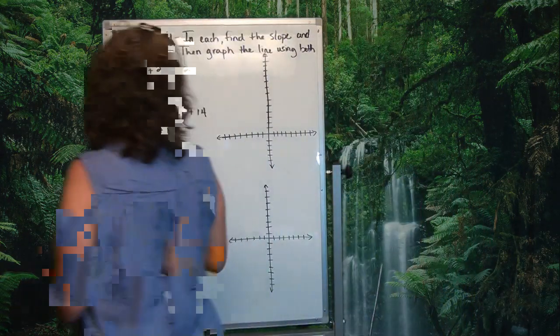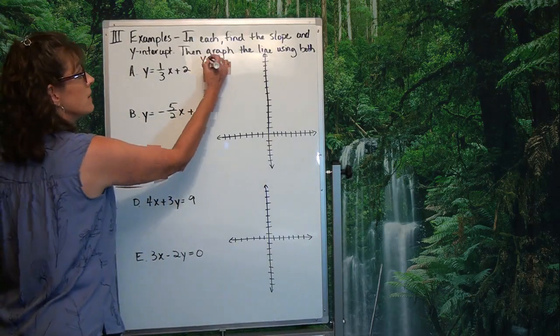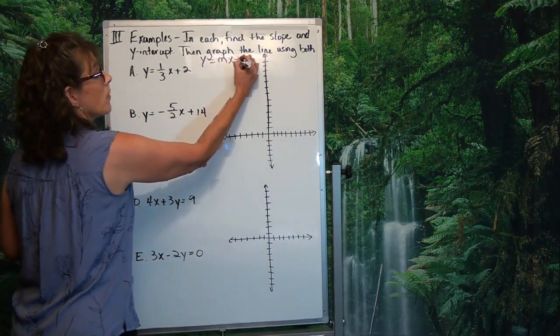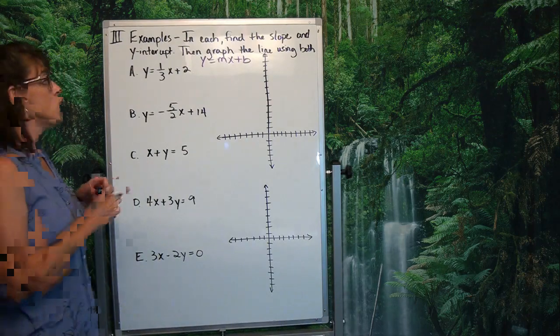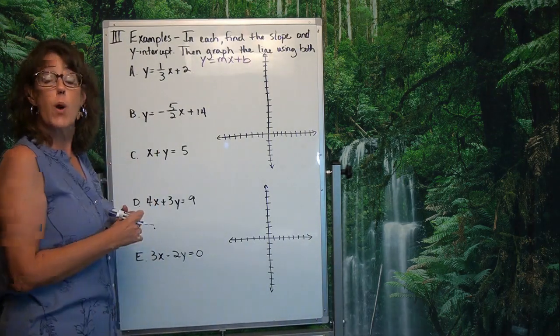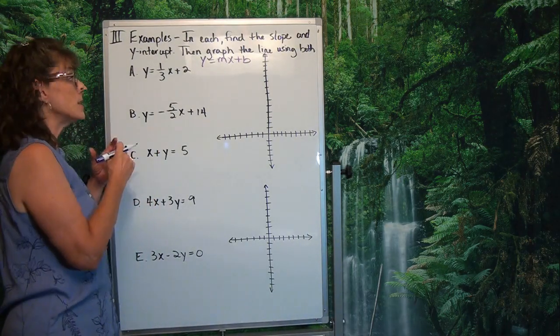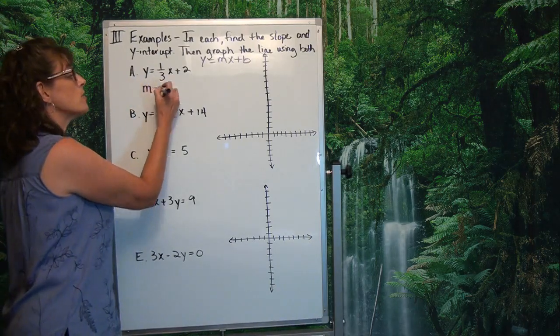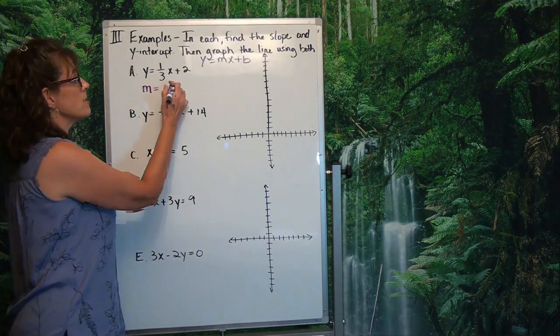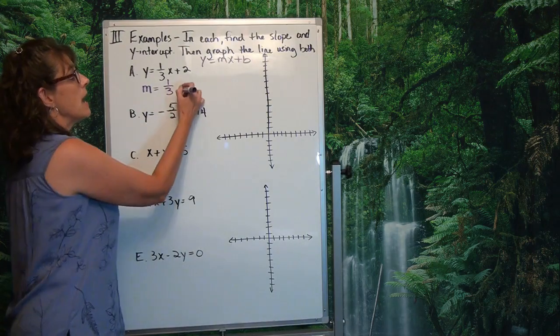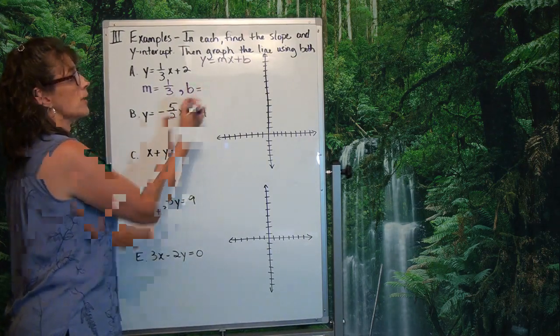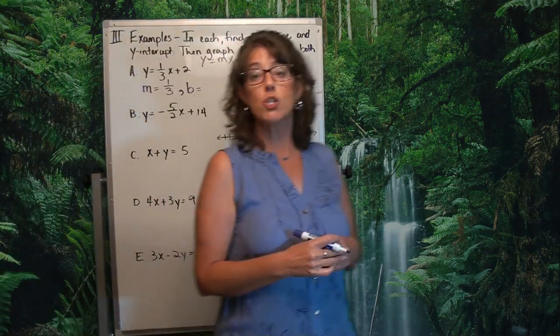Slope-intercept form is y equals mx plus b. And remember, that means the y is by itself. Notice in the first example here, the y is by itself. So since it is, I can easily pull out the slope. It always sits right in front of the x, so my slope is going to be 1/3. And I can easily pull out that y-intercept. Now, my y-intercept is 2.